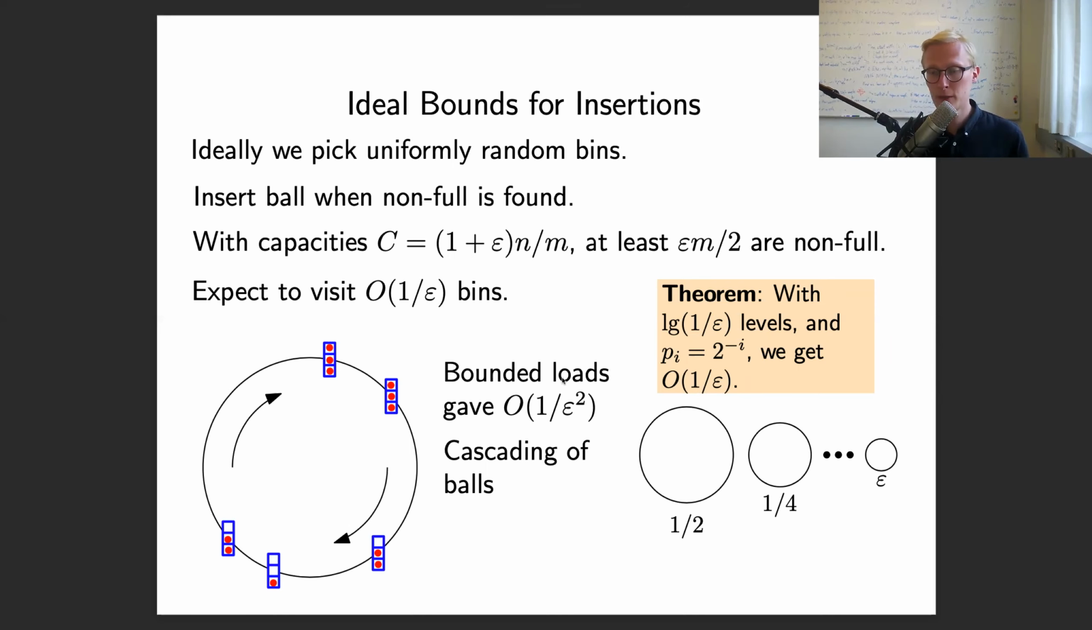So we do obtain this ideal bound of 1 over epsilon, and it's important to remark that if we just kept inserting into uniformly random non-full bins, we couldn't maintain all of these ball and bin insertions and deletions, but with our data structure, we can. And this is optimal when C is, in this sense, a constant, because no matter how the balls are placed, at most an epsilon fraction of the bins will be non-full.